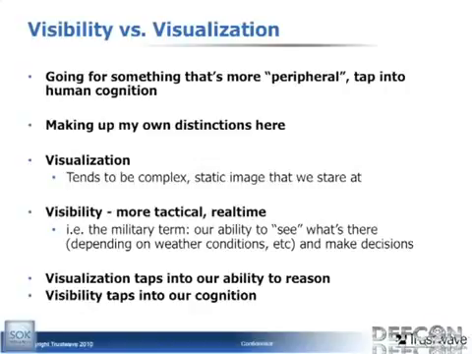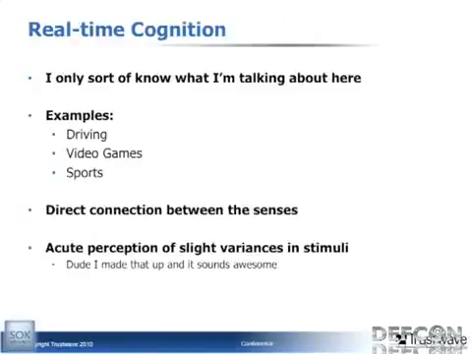But the thing was that there's this idea that you only have a certain amount of visibility, a certain amount of ability to react to what's happening based on what you can see, right? So visualization taps into our ability to reason, to figure things out. It answers questions. Visibility is more like it taps into our cognition, and maybe it causes us to ask questions.